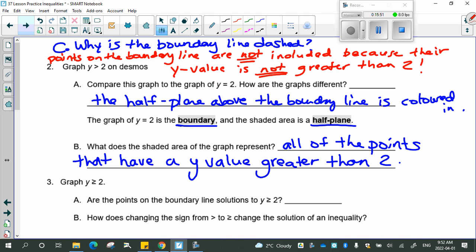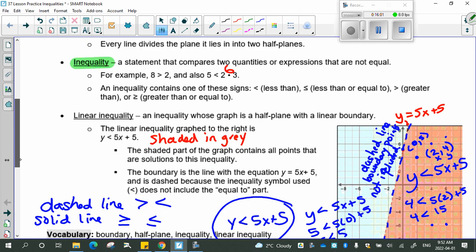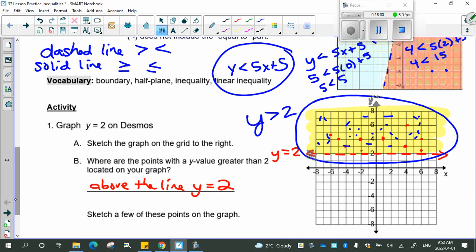So what do you think the only thing that would change is if I were to put y is greater than or equal to 2 into Desmos? What's the only thing that's going to change about this picture? The only thing that should change from y is greater than 2 to y is greater than or equal to 2? The boundary line. Instead of being dashed, it would be solid. So the only difference between those two is whether we have a solid boundary line or a dashed boundary line.